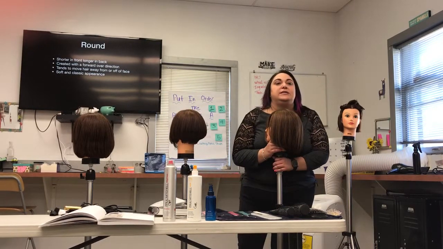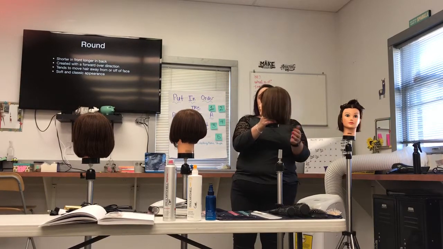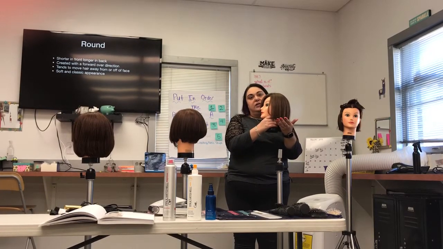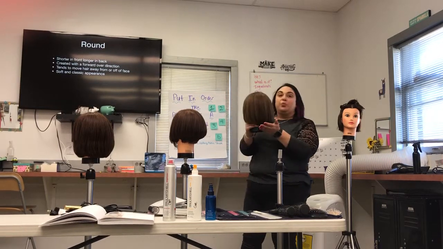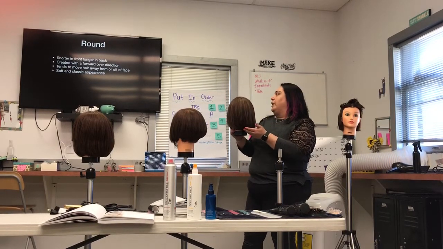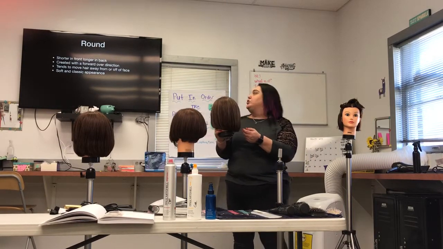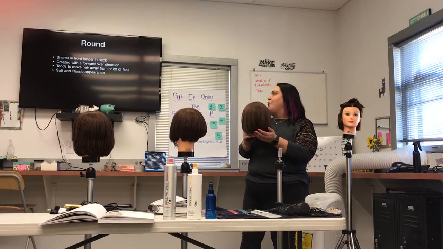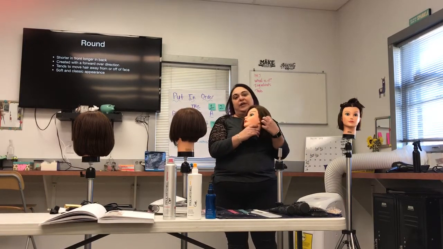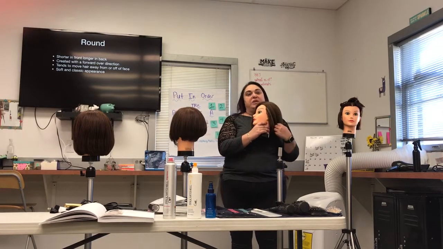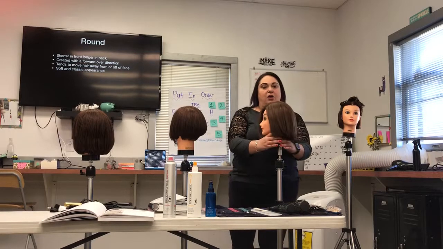So when we look at this first mannequin, what do you see? Do you see something shorter in the front and longer in the back? Correct. This is round. It's shorter in the front and it's longer in the back. It's created with a forward over direction, and it tends to move hair away from face. Soft and classic appearance. So if you're working at a desk all day long, this could be a suitable haircut for you so it doesn't fall in your face all day long.